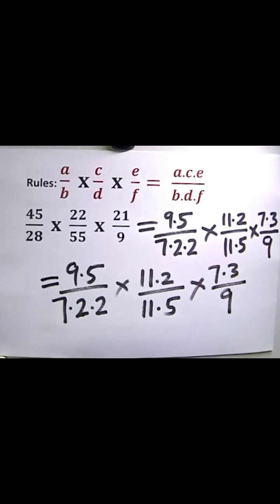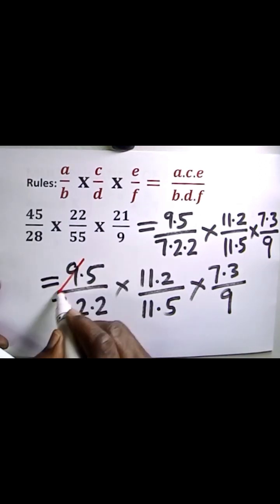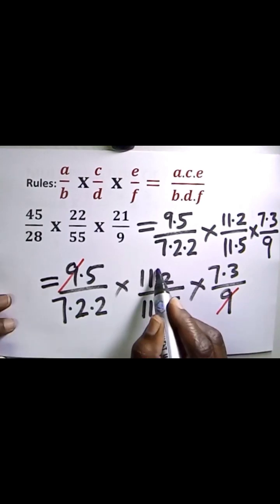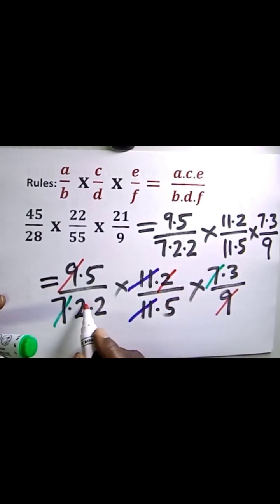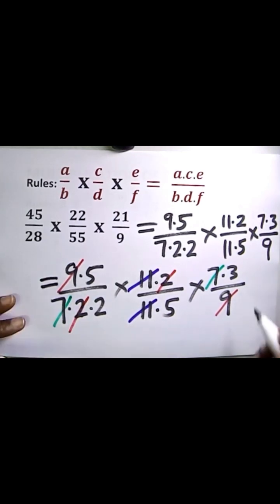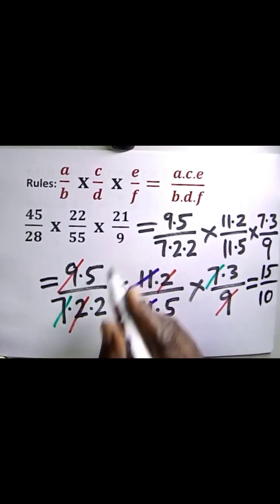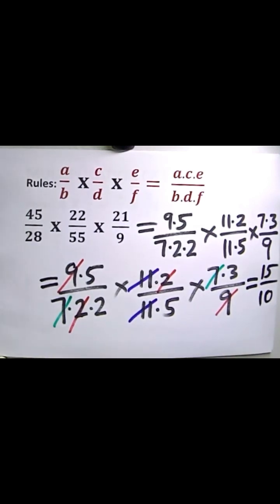Now that we have done this, you can see clearly that 9 can cancel 9, 11 can cancel 11, 7 can cancel 7, and 2 can cancel one of these 2 here. So what's remaining in the numerator? We have 5 times 3, which equals 15, all over the denominator. 2 times 5, which is 10. Yeah, we could have cancelled this 5 and 5, but anyway, it's all the same.